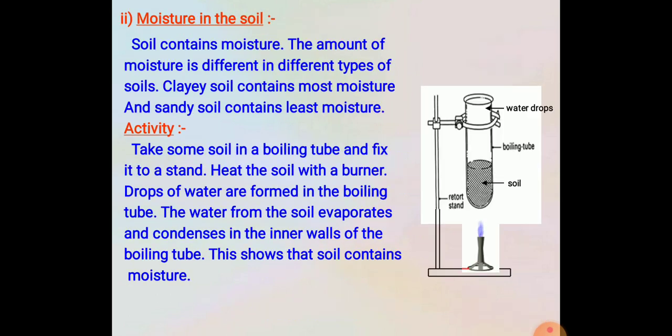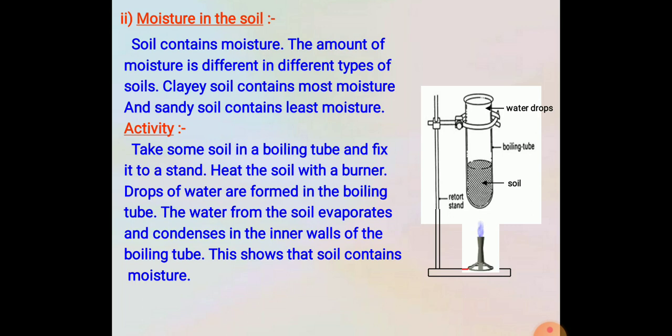Now the second property is moisture in the soil. Soil contains moisture. This we can also prove by an activity. If we take a boiling tube or any beaker and keep some soil in it, cover it with a lid and start heating it, after some time we can easily see that some water droplets get condensed on the lid. This shows that soil contains moisture which gets evaporated on heating and condensed on the lid.